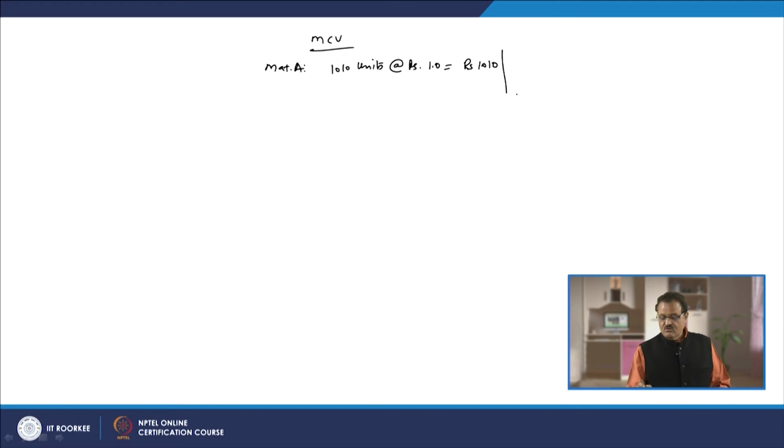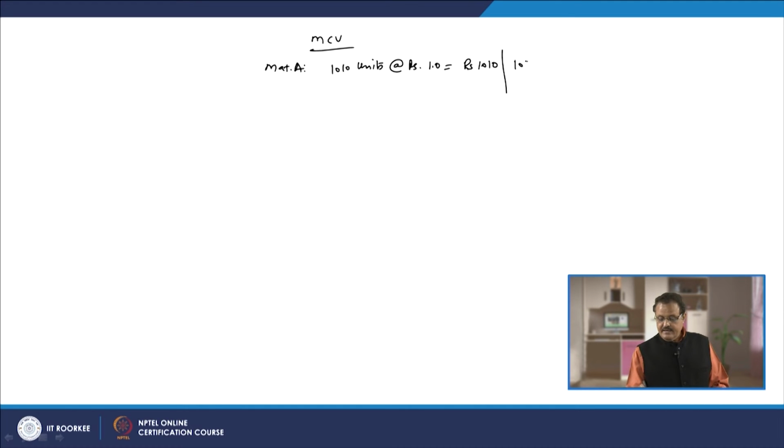Now let us do this problem. First of all we have to calculate the material cost variance. For calculating it, first take material A. The standard cost of material is 1010 units at the rate of rupees 1, which was the rate given to us. So the standard cost here is rupees 1010.